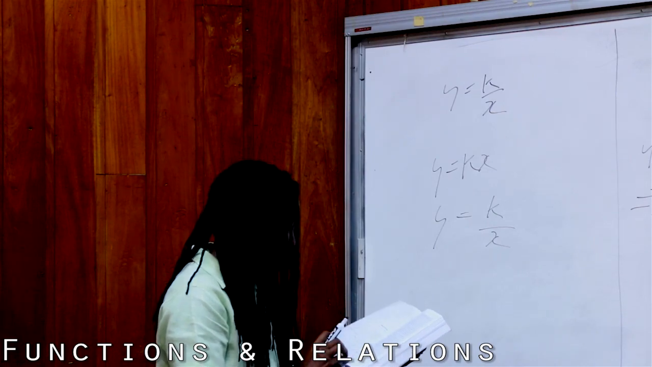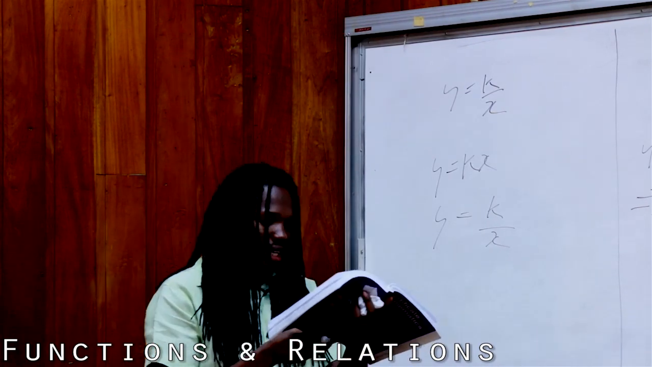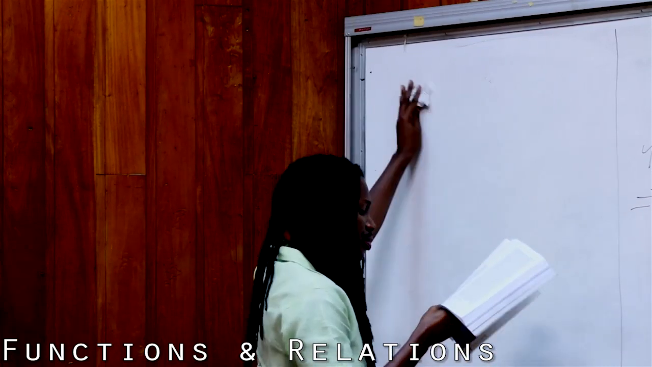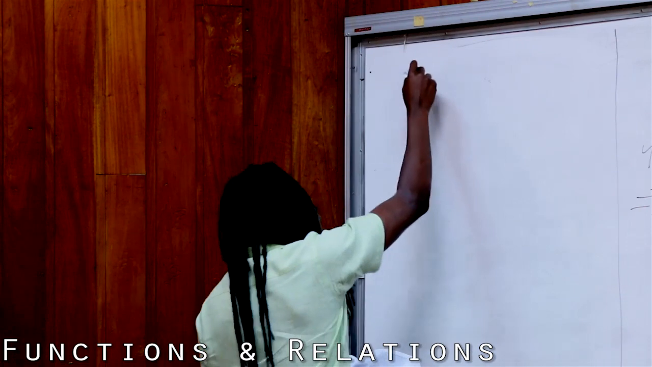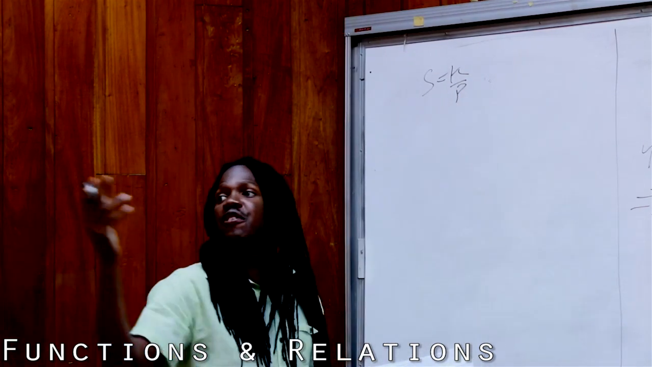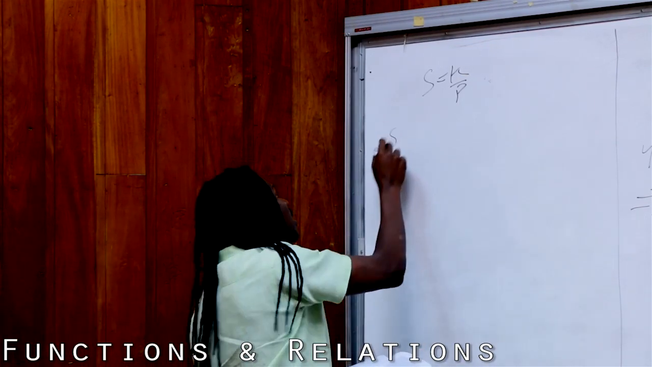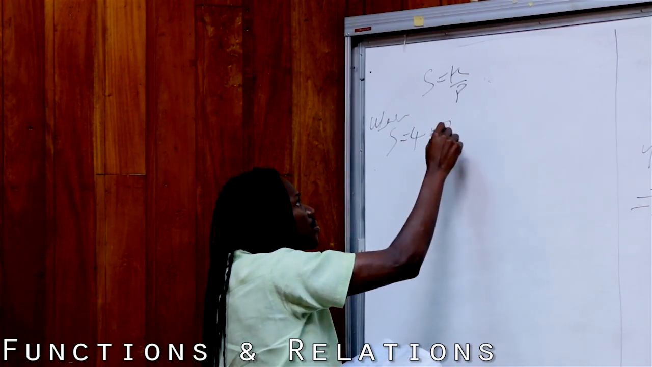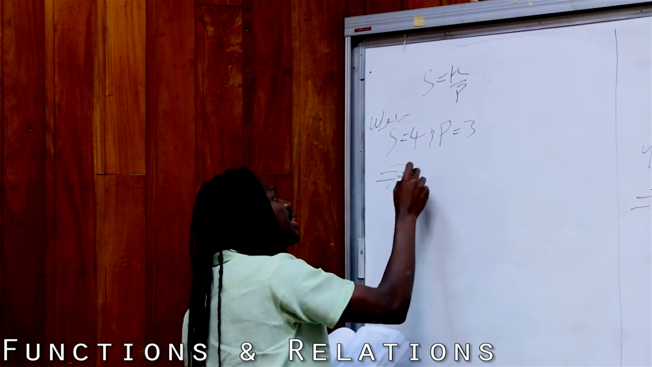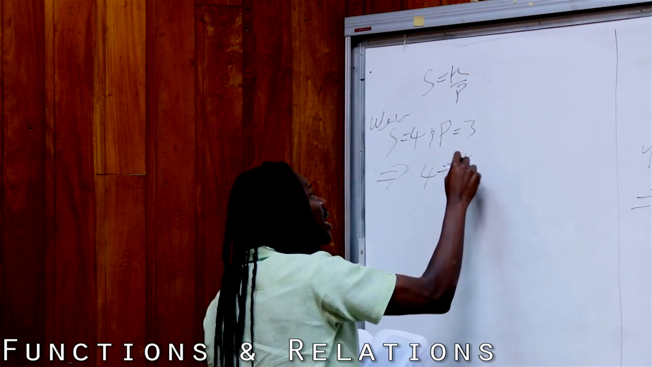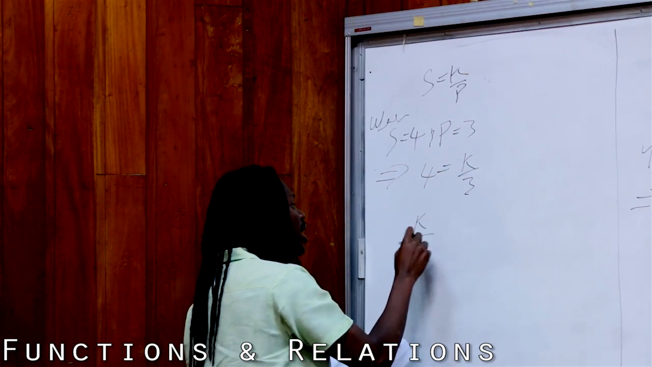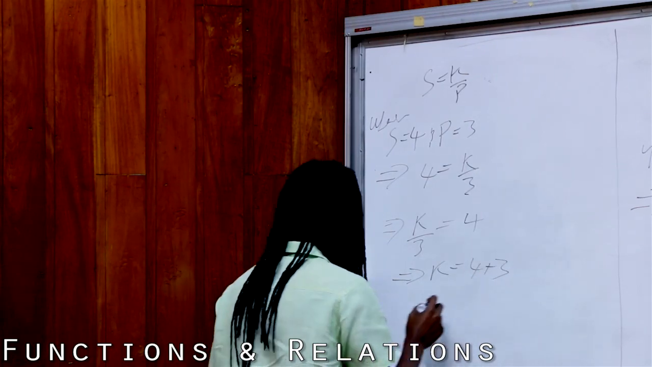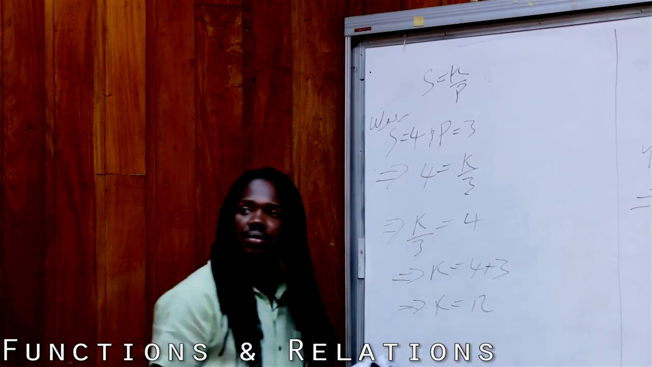I'm going to give you one here. S varies inversely as P. S equals 4 when P equals 3. So what do we know? We know that S equals k over P because it tells us it varies inversely. So S equals 4 and P equals 3. It implies that 4 equals k over 3, so k over 3 equals 4, which implies that k equals 4 times 3, which implies that k equals 12. Everybody see that?